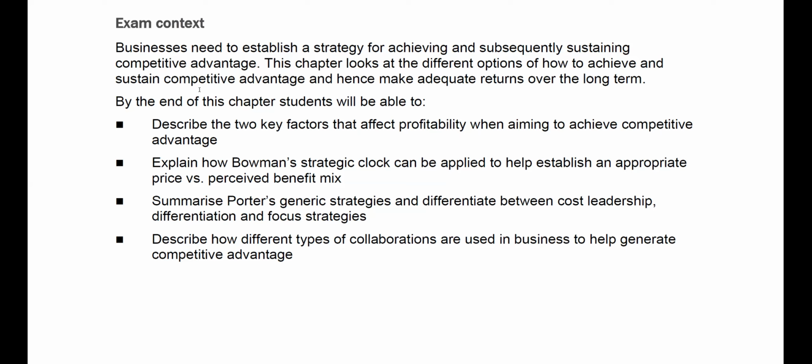By the end of this chapter, you should be able to describe the two factors. You see, these are particular questions. So ICA can ask you, what two factors affect profitability when aiming to achieve competitive advantage? And this is a full question, where you talk about the two factors that can help you achieve competitive advantage. And this will be 8 marks, right? 8 solid marks. You see how the questions are derived.